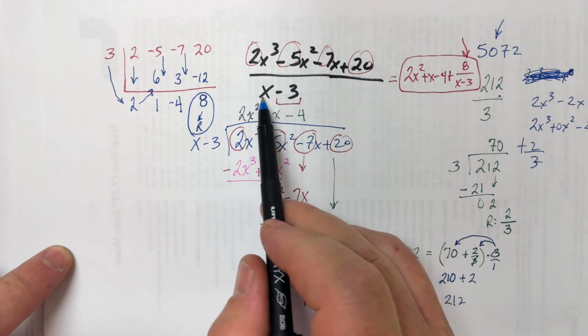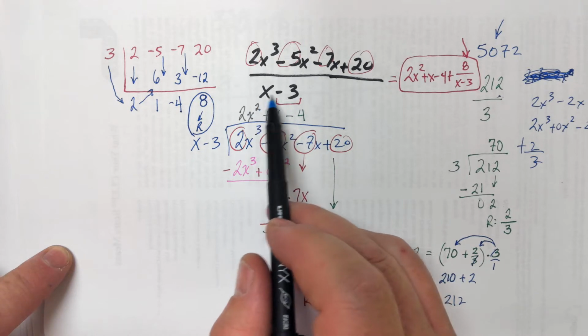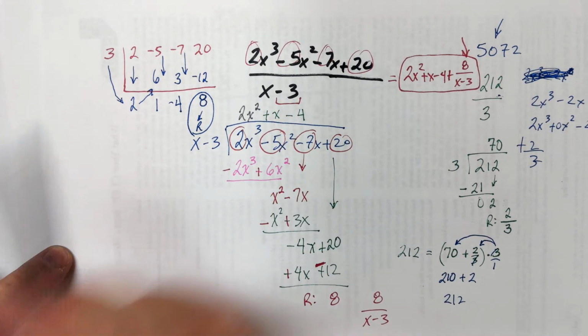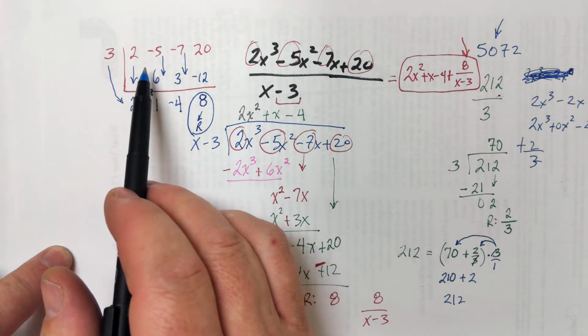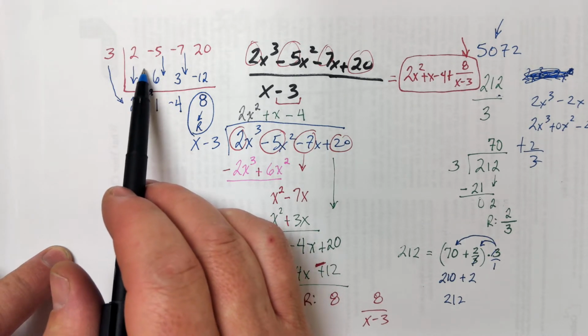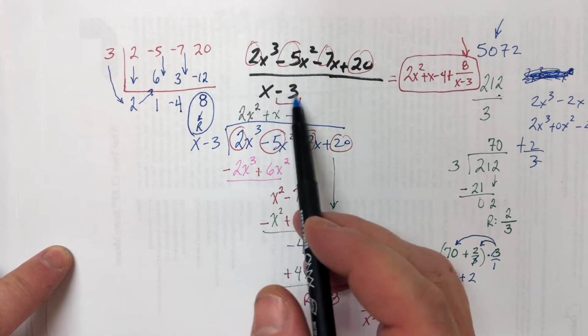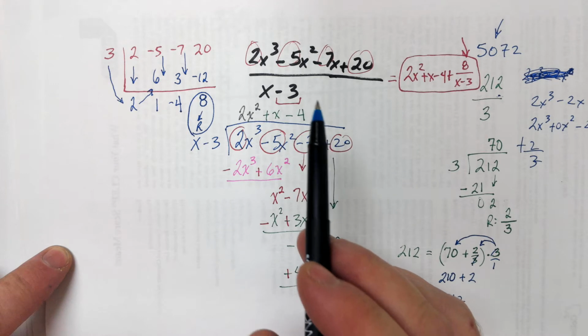If it's something like this, yes. If it's x plus or minus just one number, you could do it this way. Synthetic division is easier. It's way easier. But this only works if you're doing x plus a number or x minus a number. That's it.